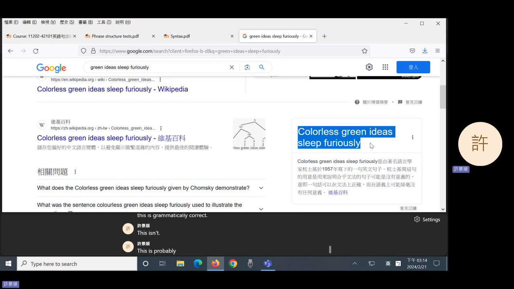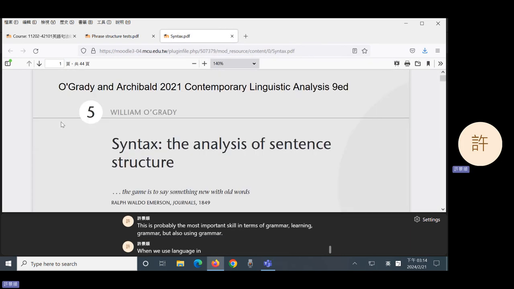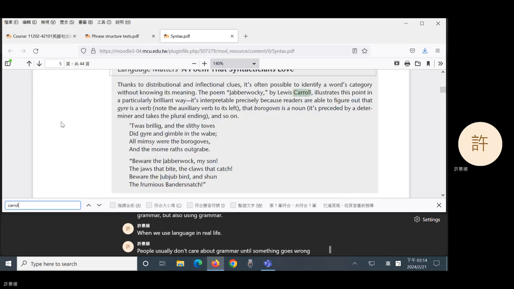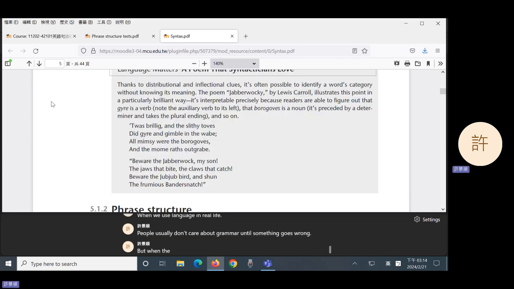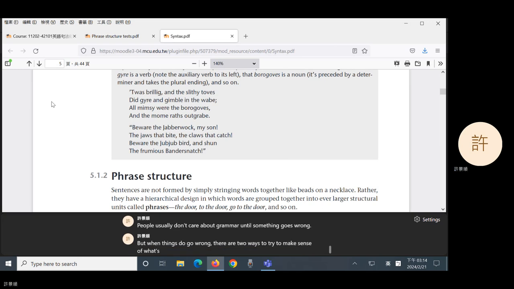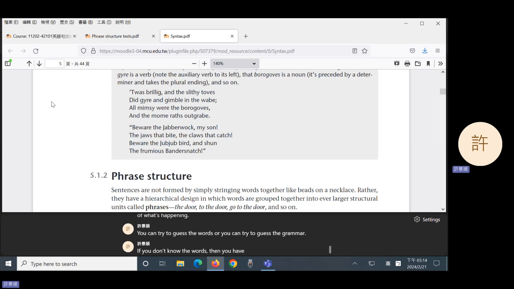This is probably the most important skill in terms of learning grammar, but also using grammar. When we use language in real life, people usually don't care about grammar until something goes wrong. But when things do go wrong, there are two ways to try to make sense of what's happening. You can try to guess the words, or you can try to guess the grammar.